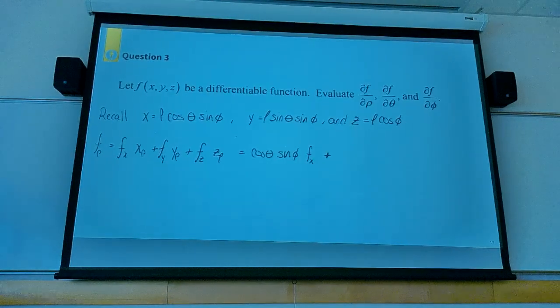Partial of f with respect to y. It's just partial of f with respect to y. We don't know what f is yet. What is partial y with respect to rho? And then partial of f with respect to z. Cosine of theta. And partial of z with respect to rho.